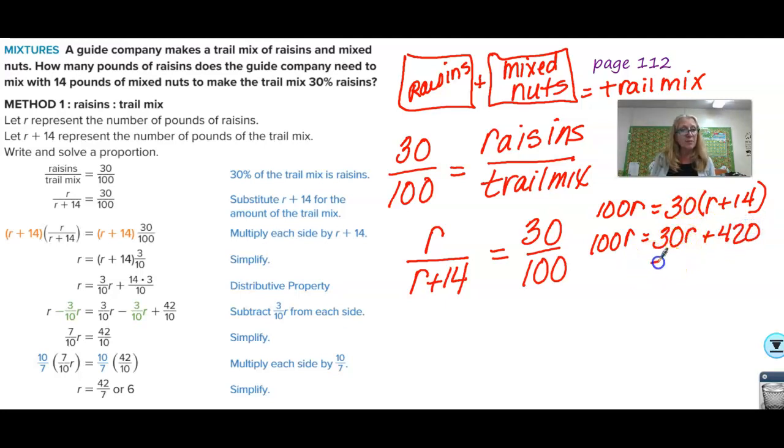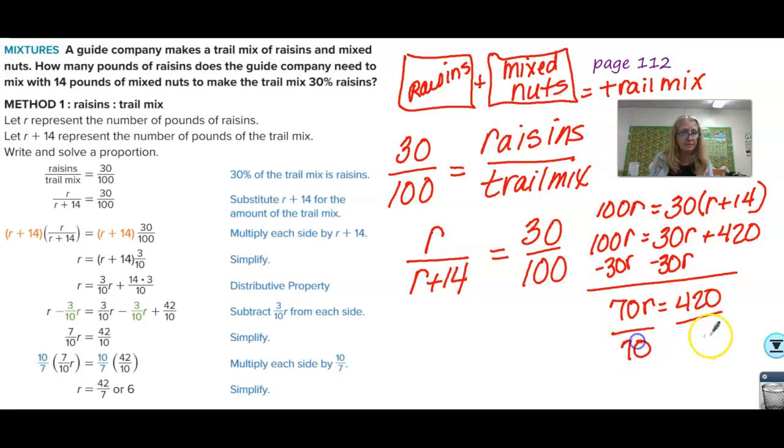Now I want to get all my variables on one side, so I subtract 30R from both sides. And that will give me 70R equals 420. And then when you divide both sides by 70, those cancel and you get that R is 6. So, if you have 14 pounds of mixed nuts, you will need to have 6 pounds of raisins to make a mix that is 30% raisins.